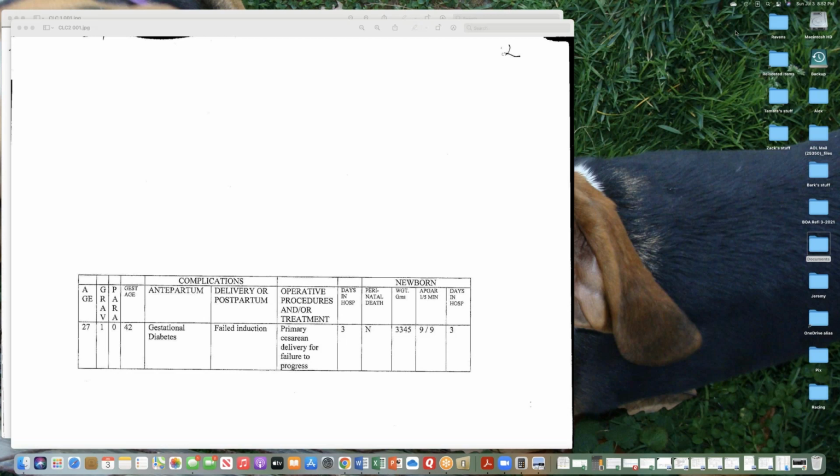So when somebody says failure to progress, what is that? How do you interpret that? What does that mean to you? It's not very specific. I feel like a lot of people use it for failed induction of labor, but I've also seen it used in notes for arrest of dilation. Good, very good. That's exactly right.